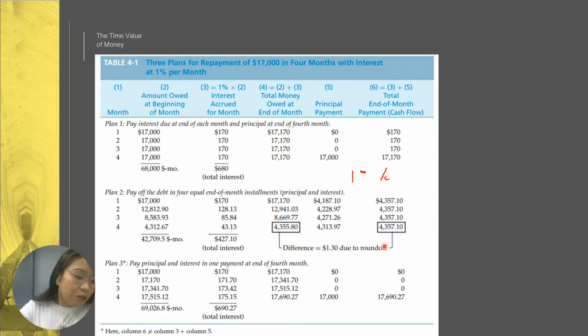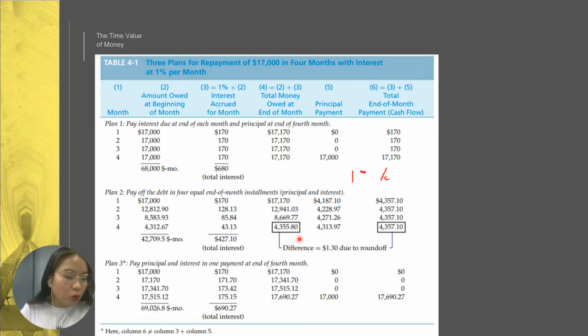So, if we check the monthly interest rate, that would be 427.10 divided by 42,709 dollar-months of borrowing. So times 100, that is 1%.